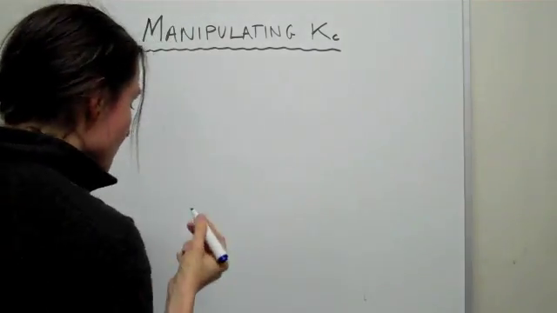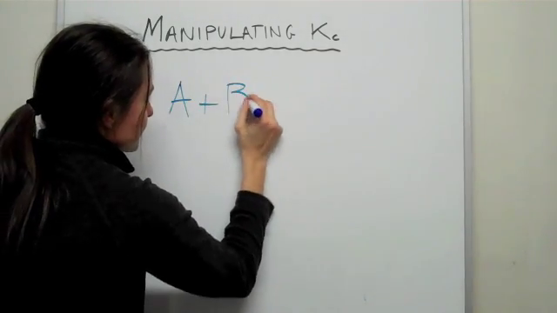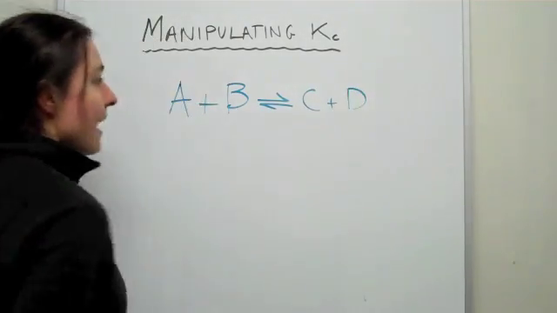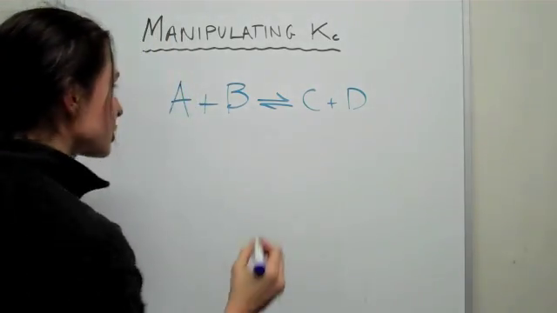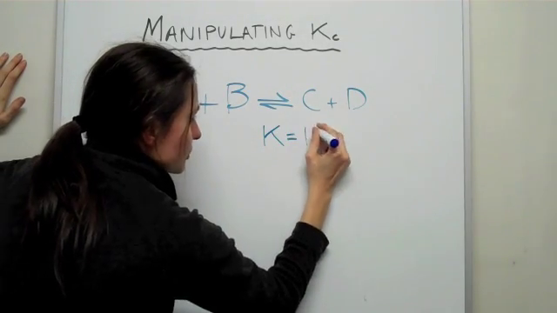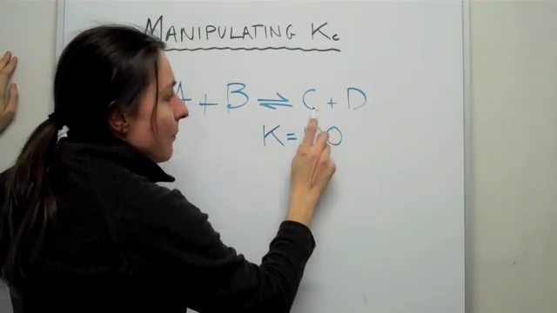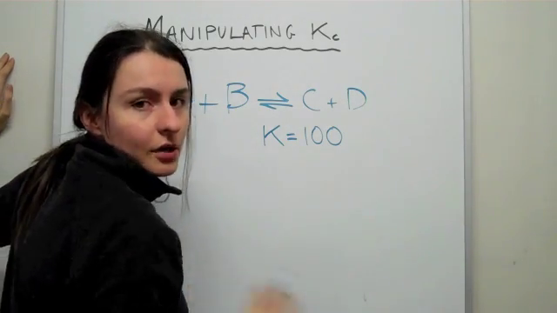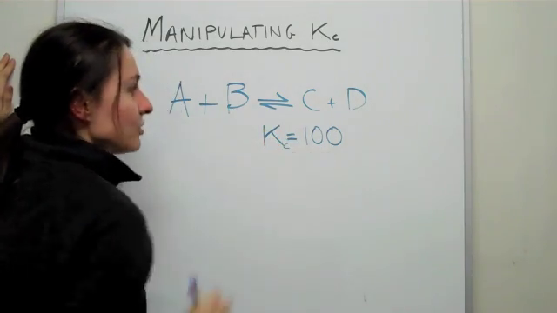I'll show you with one of my very famous equations. A plus B gives us C plus D. Say we know the equilibrium constant for this reaction, and it happens to be 100. It doesn't have any units, because molar times molar divided by molar times molar is no unit at all. So the Kc value is 100.